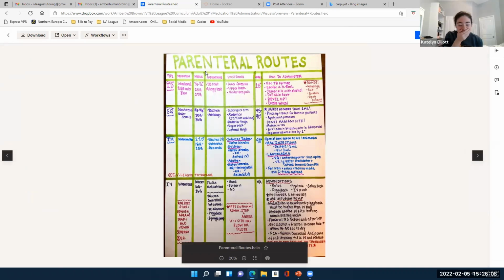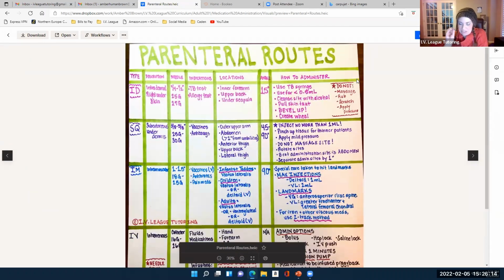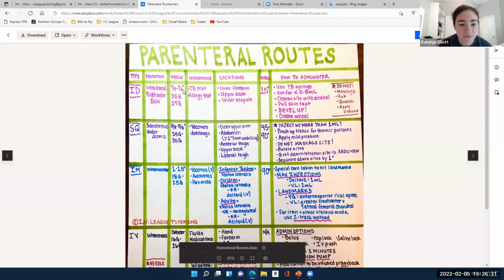I'm not going to read this whole thing to you. You guys can actually do this on your own, but I need to explain it to you before you do it on your own, because it's a bunch of little tiny things. This is just a cheat sheet I made for you that tells you the different types of routes: intradermal, SubQ, IM, and IV. I gave you a description of where each goes. For instance, intradermal goes right underneath the skin. Here are sample needle sizes for each of these. You need to be able to match the needle size with whatever route you're giving.